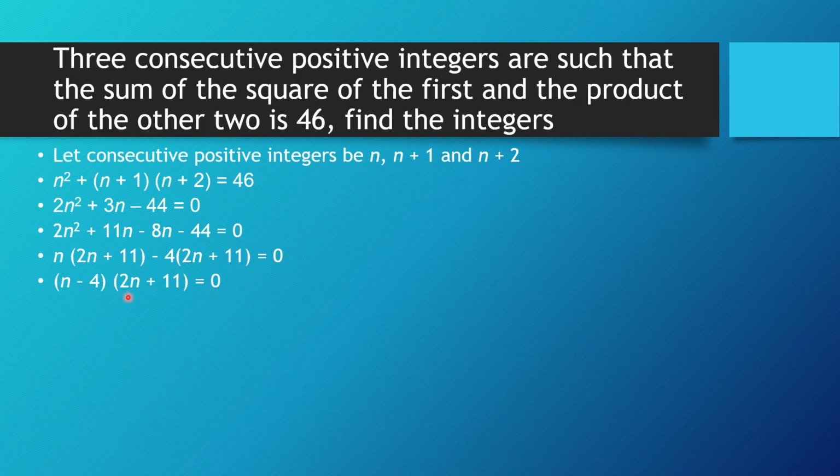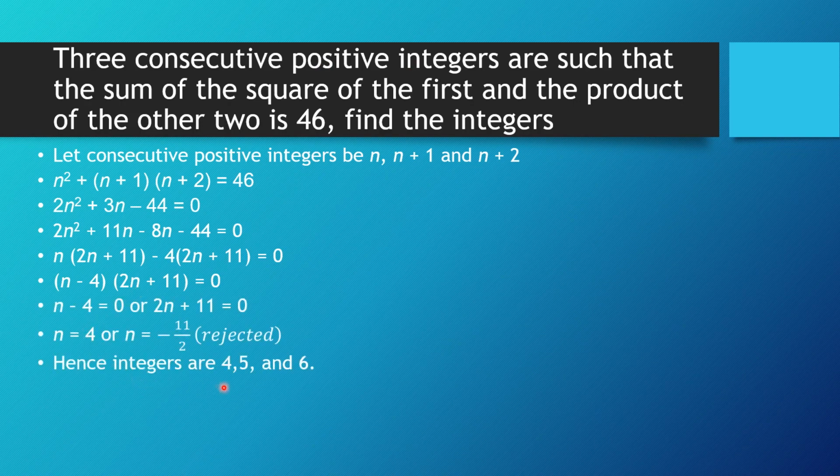So either n has to be 4 or n has to be minus 11 by 2. I'm talking about positive integers, so n cannot be minus 11 by 2. So n has to be 4. Therefore the integers will be 4, 5 and 6. How to cross verify the answer? Just put n as 4. You should see that this equation gives you the answer 46 again.